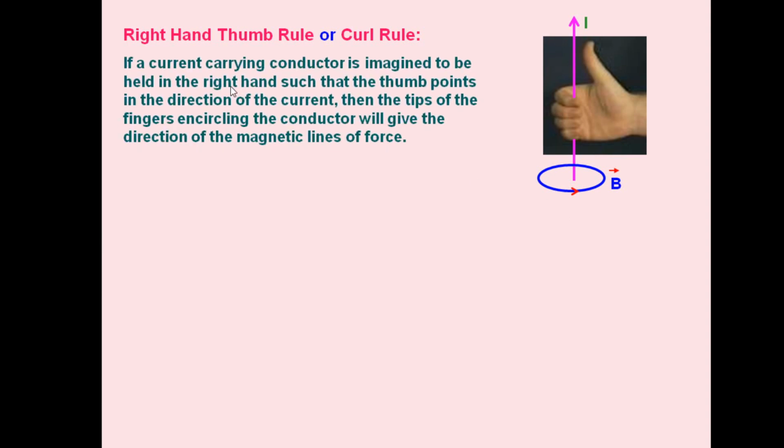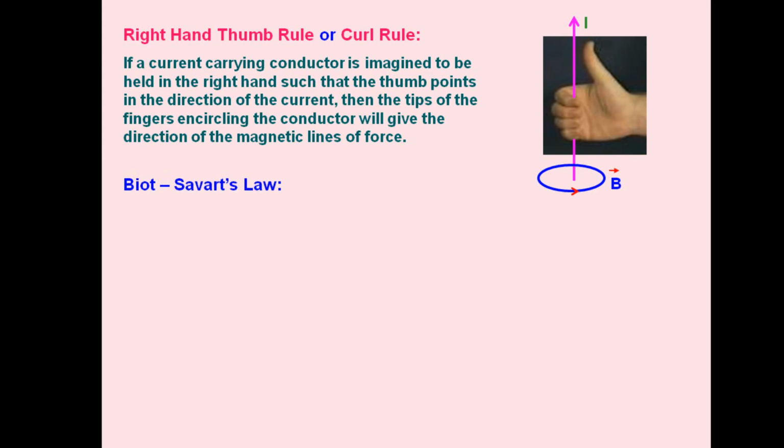So if a current carrying conductor is imagined to be held in the right hand such that the thumb points in the direction of current, then the tips of the fingers encircling the conductor will give the direction of magnetic field lines or magnetic lines of force.